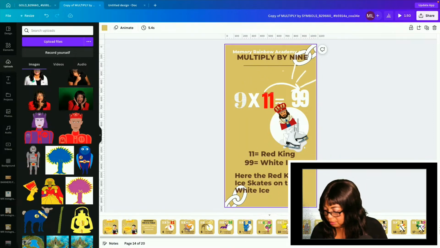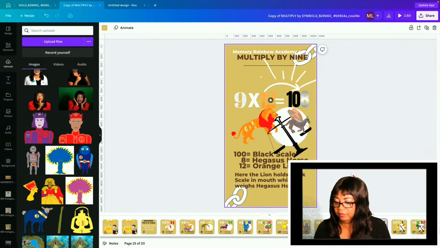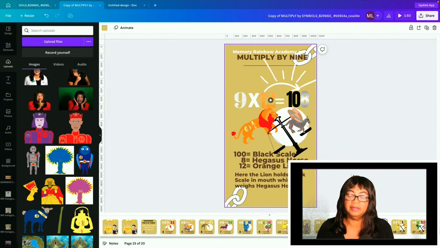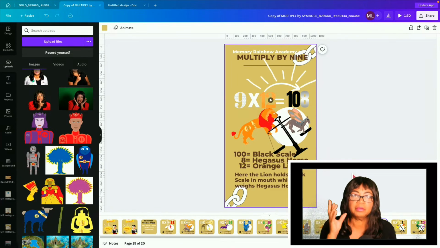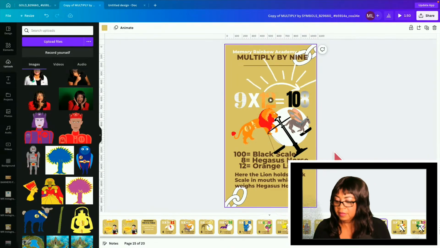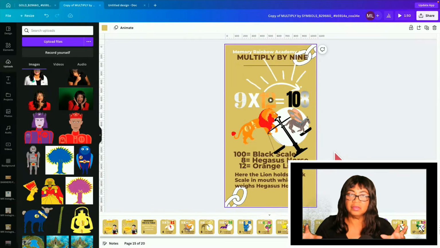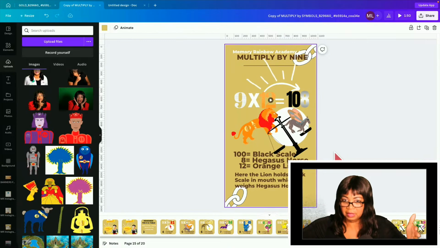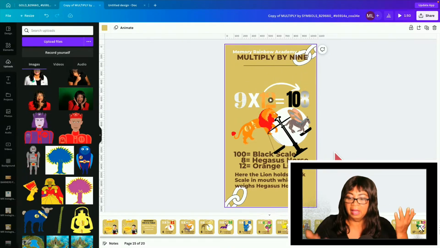And then, let's see, I have number 12, which is really nice. You've got this giant orange lion, because lion is the number 12, right? And 9 times 12 becomes 108. Now this is another one of the series of 100. 100 represents a black scale of justice, right? Another biblical theme that weighs things in the balance.